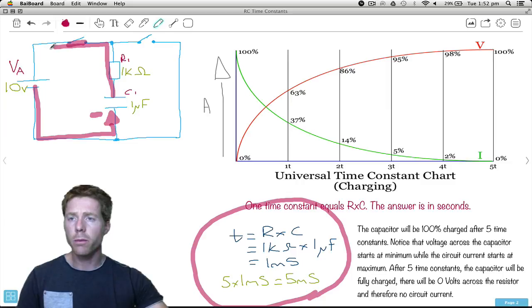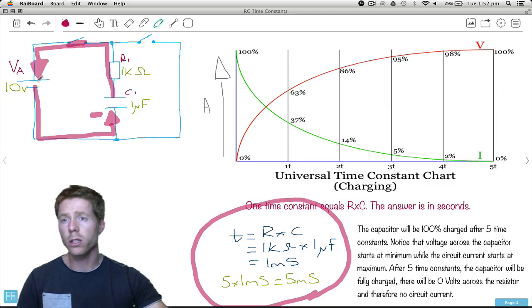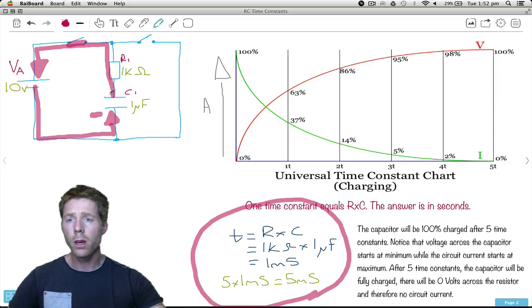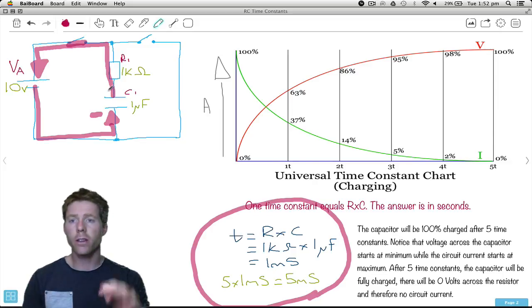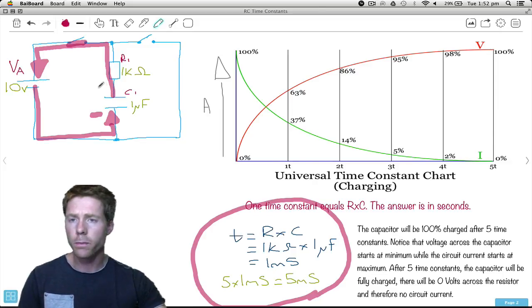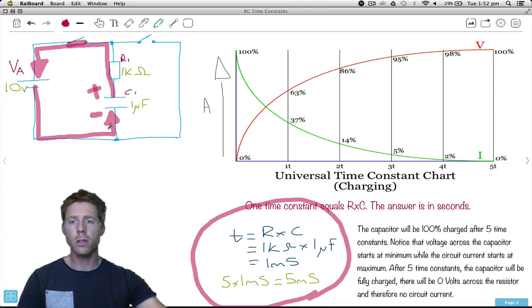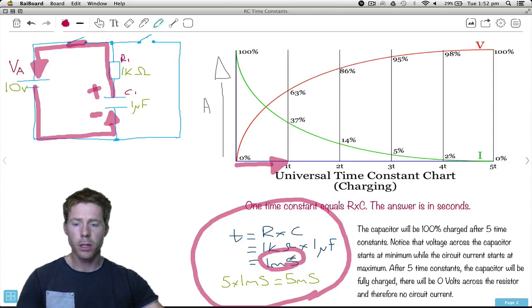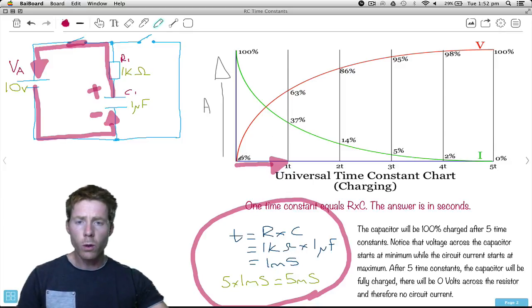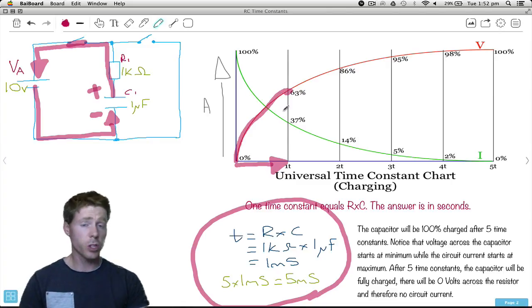At the same time, on the top plate, you're going to have all the electrons being attracted away from there, going to the positive of the power supply. Now that the electrons are leaving there, there's going to be more protons than electrons, therefore it's going to become more positive. Now, after 1 millisecond, which is 1 time constant, the voltage is going to go from 0 volts all the way up to 63% of the total.